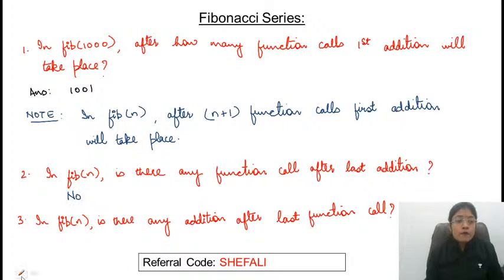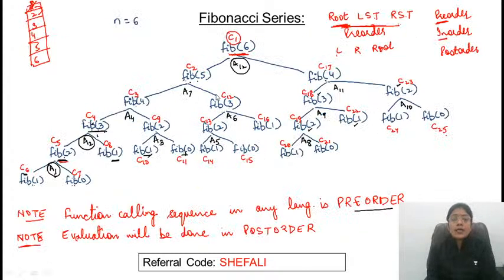You can verify this question. See, the last addition is taking place here, A12. A12 का मतलब क्या है? You got the value of A5, Fibonacci 5 and Fibonacci 4. इसके बाद कोई और function call आई है? No function call is coming up. So clearly the answer is no.